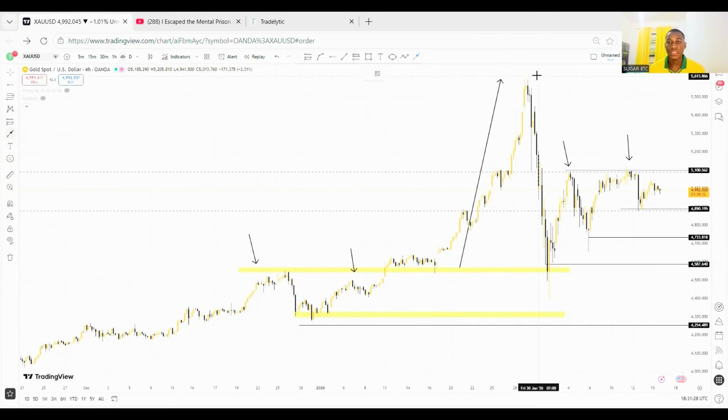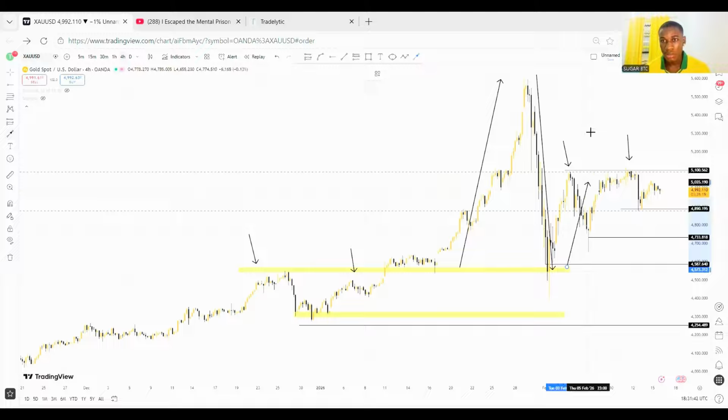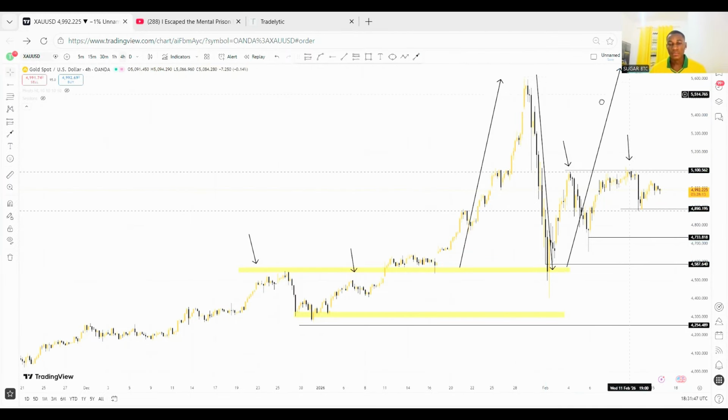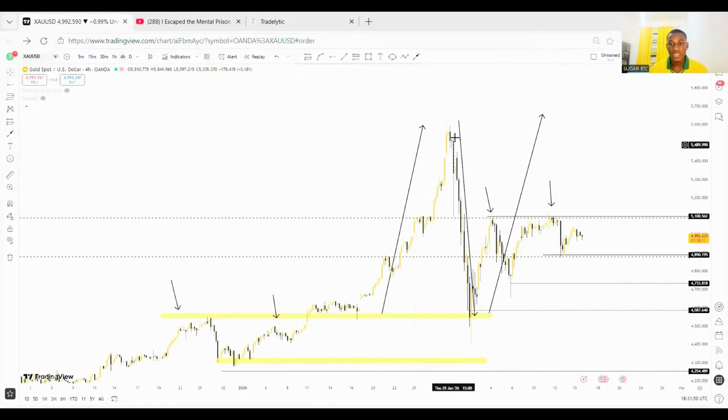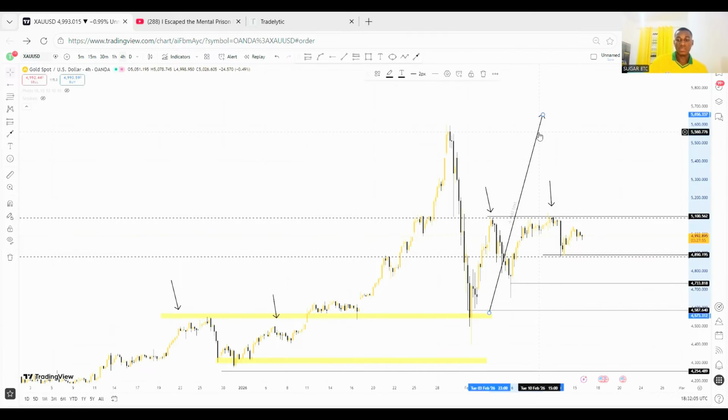What happens after an indication? A correction. That's the correction. What happens after a correction? Continuation. Do you guys see what I'm talking about? An indication, correction, and then a continuation, right? So this is just a clear example of what I'm talking about on price.